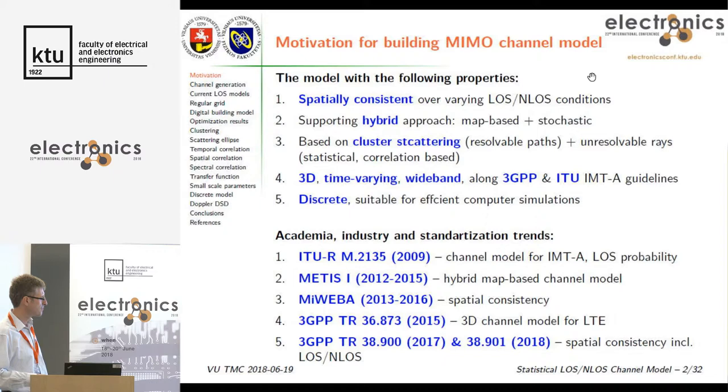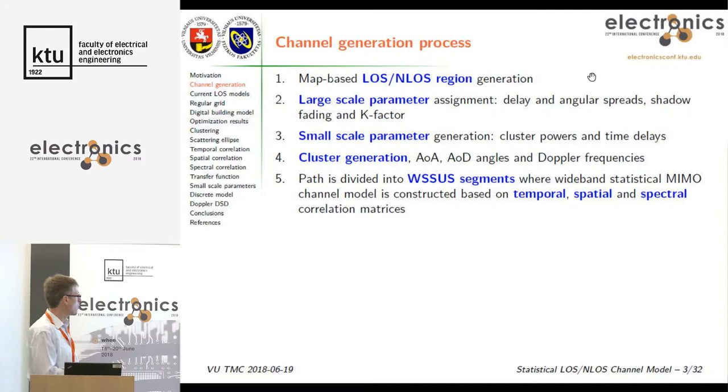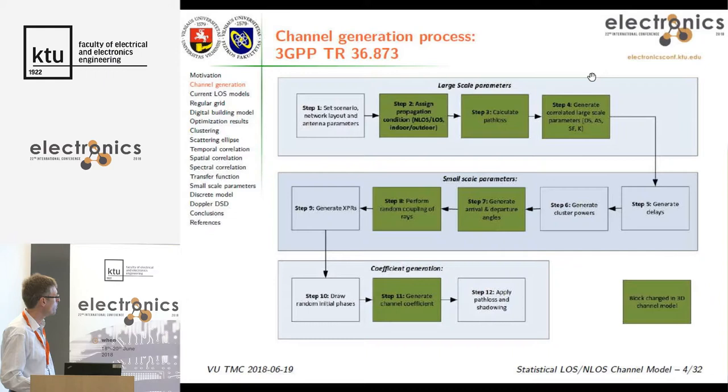considered spatial consistency, including line of sight and non-line of sight conditions. So what does spatial consistency mean? It is about how we generate that model.